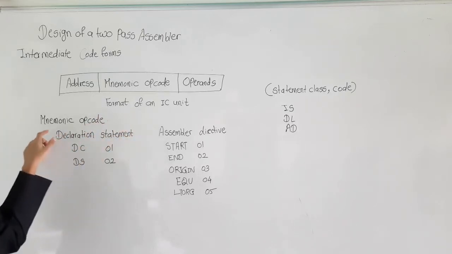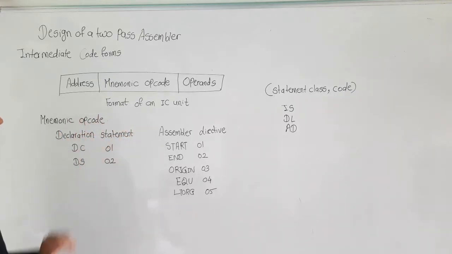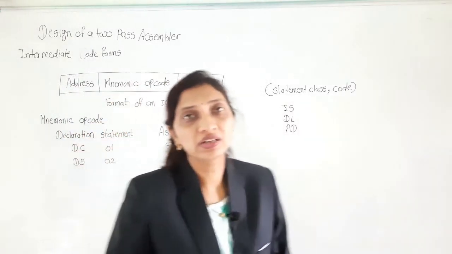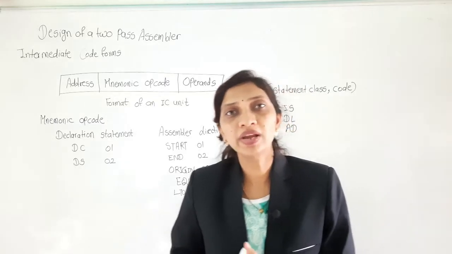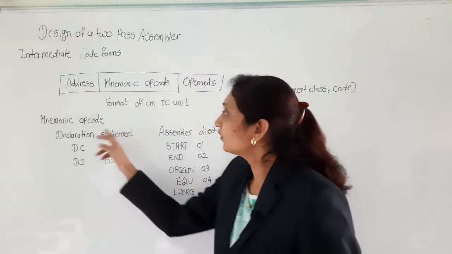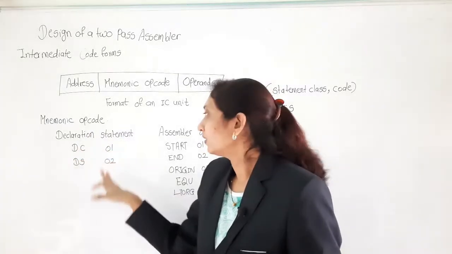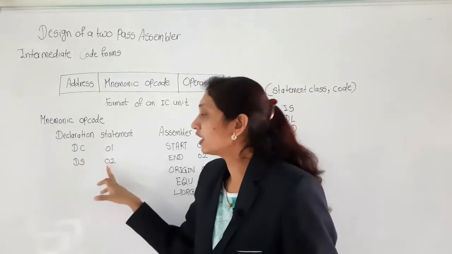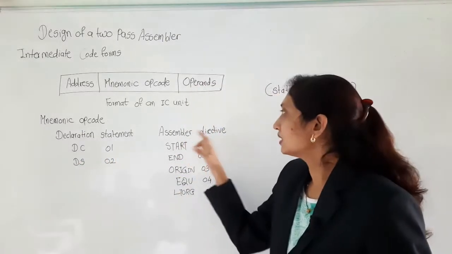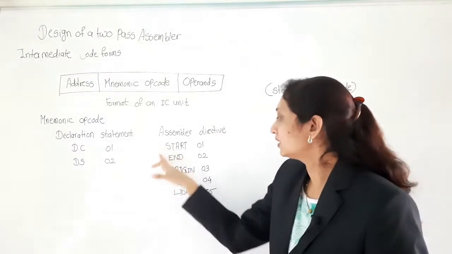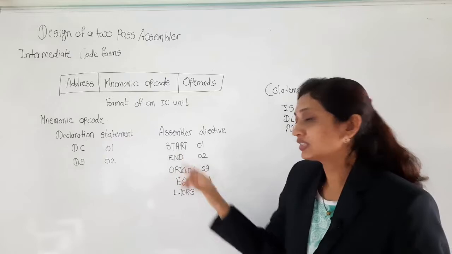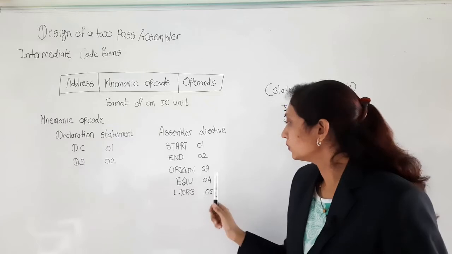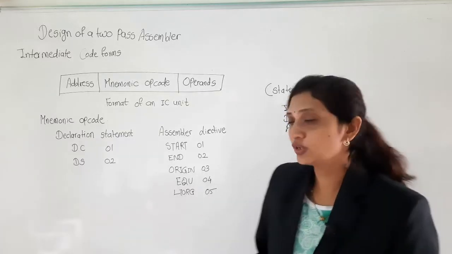Now after that, see here which mnemonic opcode is used for which statement. There are three kinds of statements: imperative statement, declarative statement and assembler directive statement. If your statement is a declarative statement, then we use this code: for DC we use 01, for DS we use 02. If the statement is an assembler directive statement, then we use 01 for START, 02 for END, 03 for ORIGIN, 04 for EQU and 05 for LTORG.